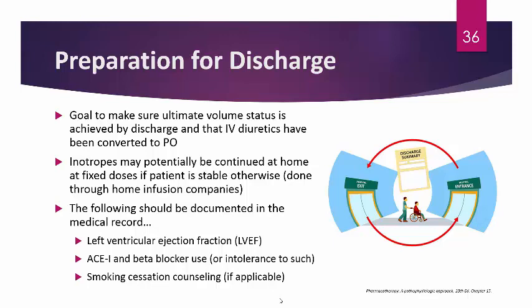In addition, in terms of preparation for discharge, the following should be documented in the medical record. A patient's left ventricular ejection fraction, or LVEF, should be documented. Whether or not they are on an ACE inhibitor and beta blocker, or an ARB and a beta blocker, or a neprilysin inhibitor plus an ARB. These patients should be on these agents as they are known to improve outcomes in patients who have heart failure due to reduced ejection fraction, or HFrEF.